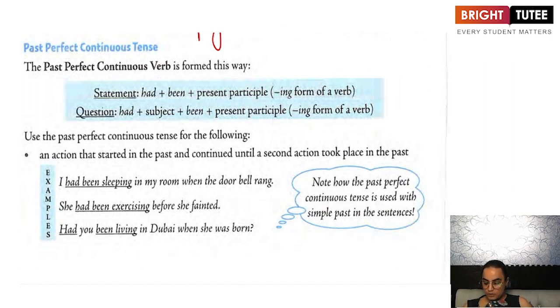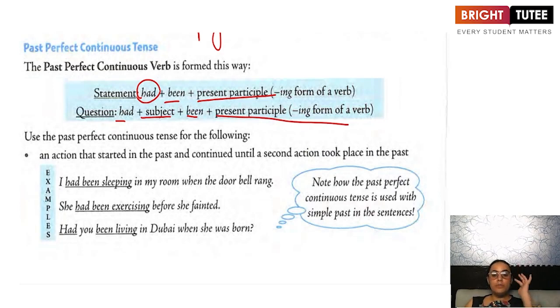Now, past perfect continuous tense, first let us talk about the formation, the structure of the past perfect continuous tense. In the present perfect continuous tense we use has, have, plus been, plus the ing form of the verb. In the past perfect continuous tense we use had, plus been, plus the ing form of the verb. And if we use the question, then had, plus subject, plus been, plus the ing form of the verb.